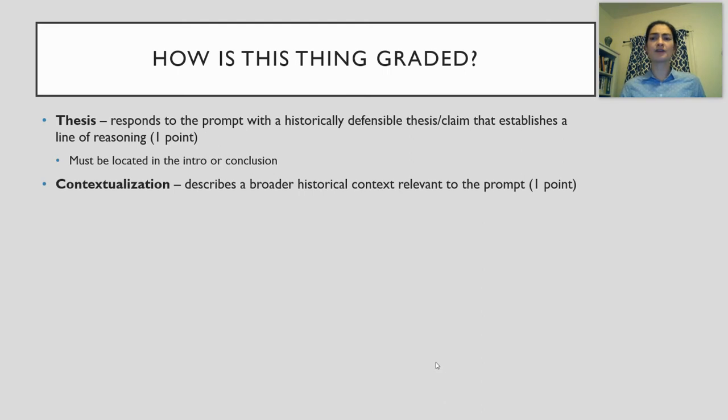Second thing we look for, and the other thing that's right up at the top of the essay, is something called contextualization, meaning that you need to describe a broader historical context relevant to the prompt. In other words, you want to establish for your reader why this prompt is even happening, and what the historical development is that's being hinted at by the prompt. There's a bunch of different ways to do this. We'll address it more specifically in class later.